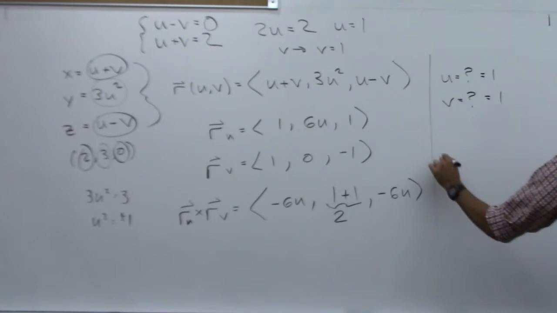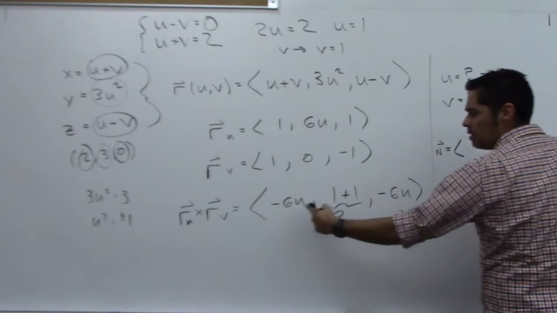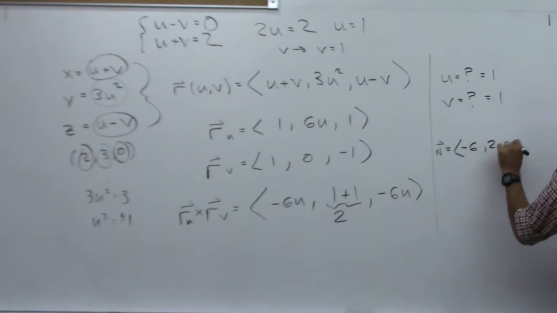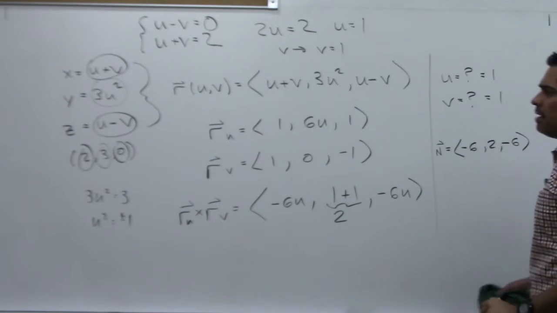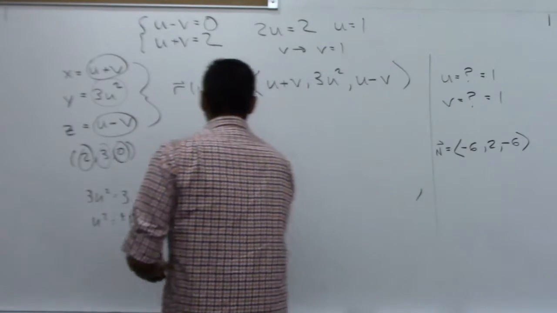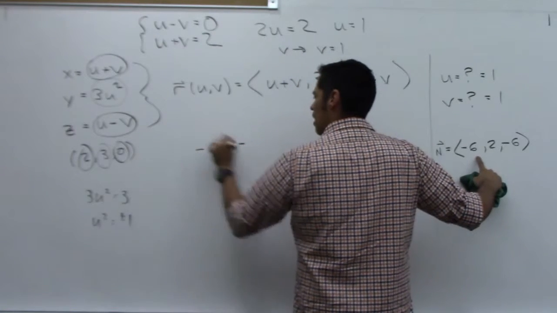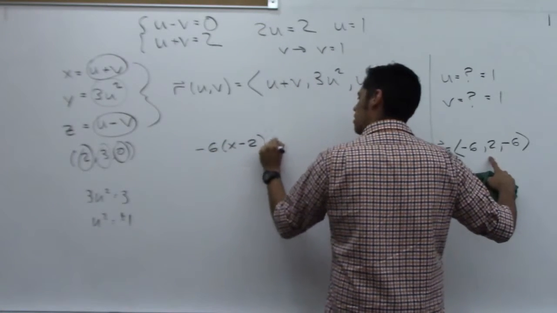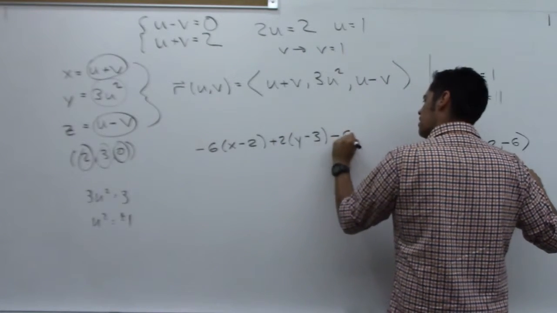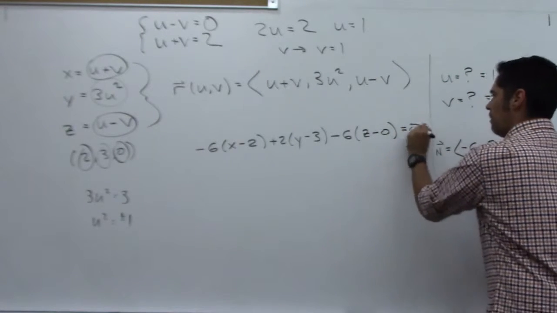So now to get my normal vector, what I'll do is I will plug in 1 and 1 for u and v. So all I need is u. So negative 6, 2, and then negative 6. And now I can write the equation of the plane. So the equation of the plane will be negative 6 times (x minus 2), then plus 2 times (y minus 3), and then minus 6 times (z minus 0) equals 0.